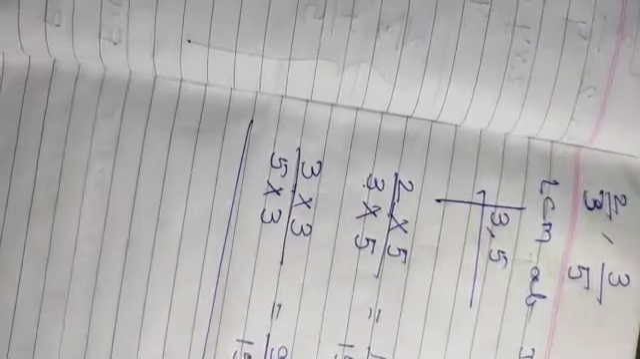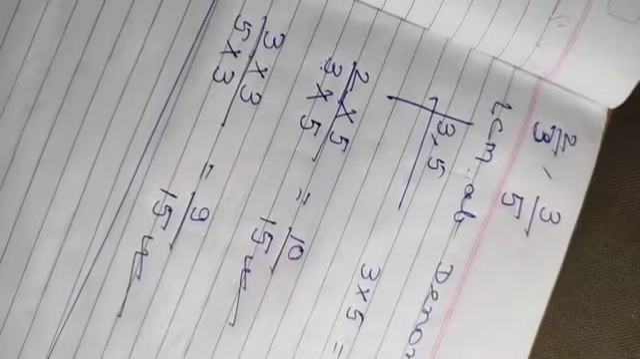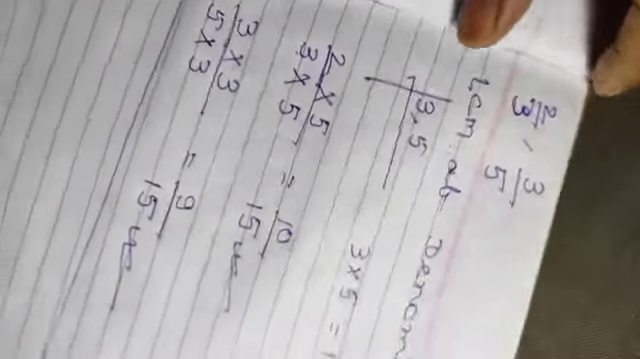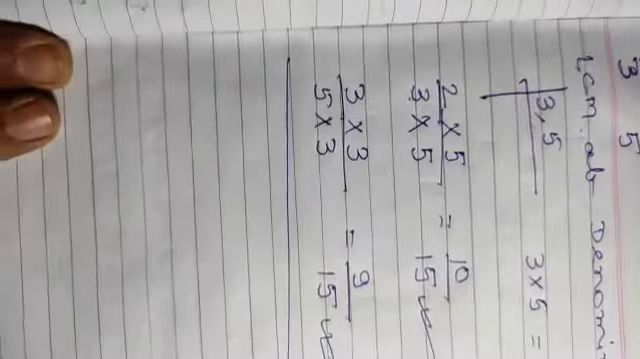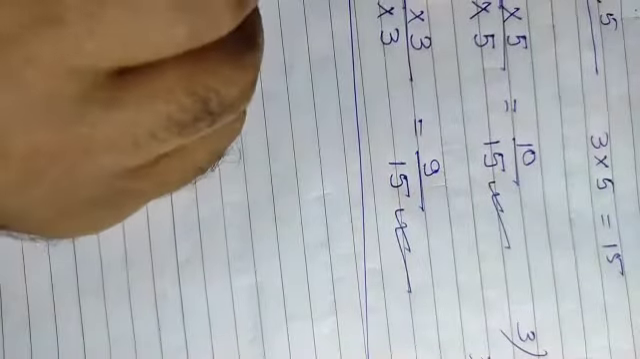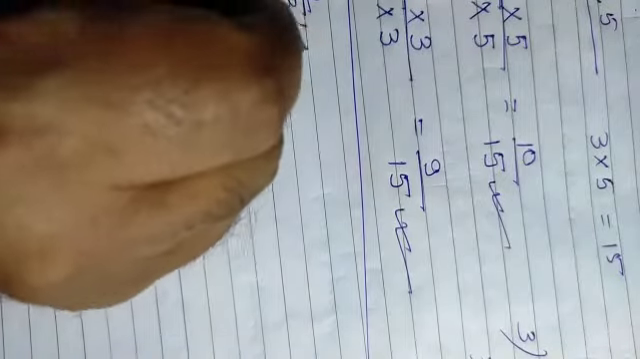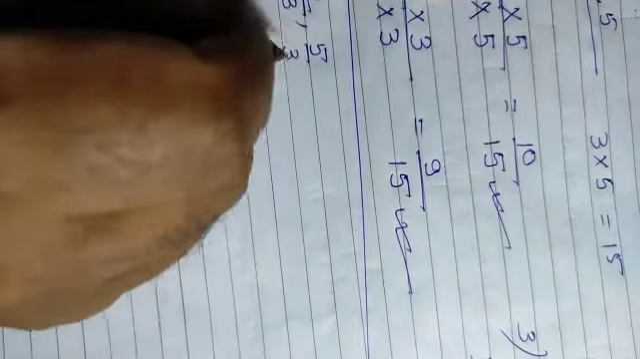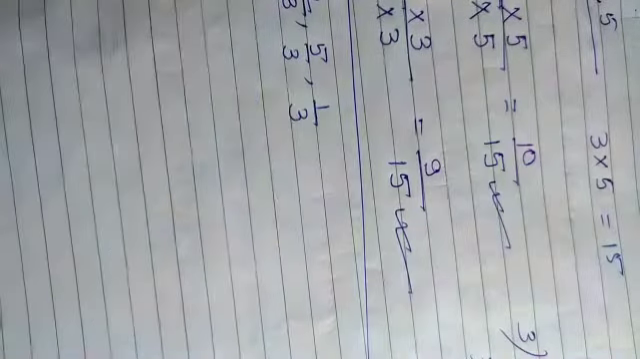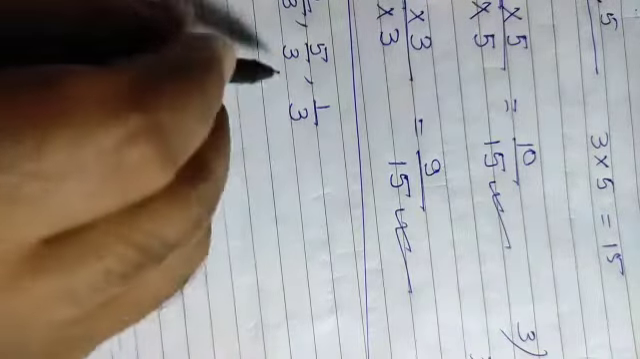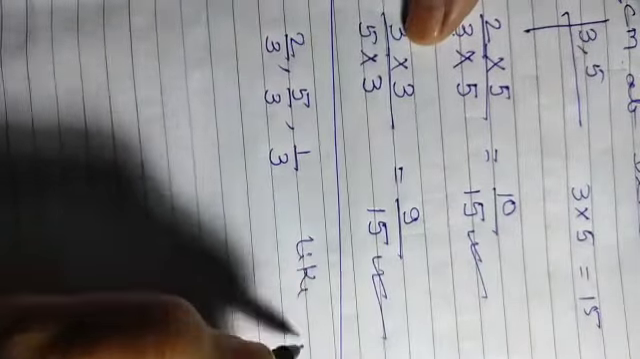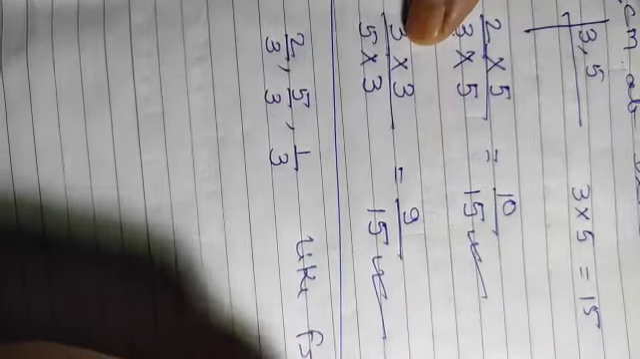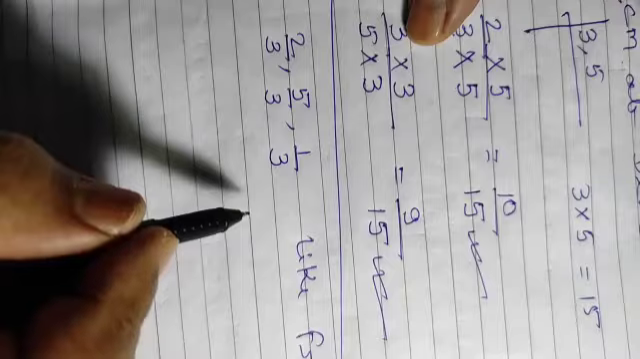Now, from the very beginning you must have read about ascending order and descending order. Before teaching ascending order and descending order, let me teach one thing. 2 by 3, 5 by 3 and 1 by 3. Is it like fraction or unlike fraction? Yes, it is like fraction. Why is it like fraction? Because the denominators are same.